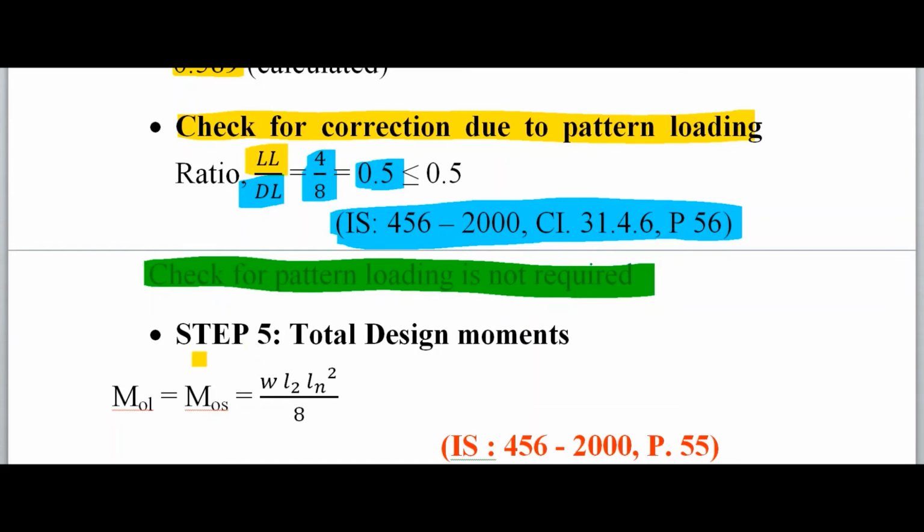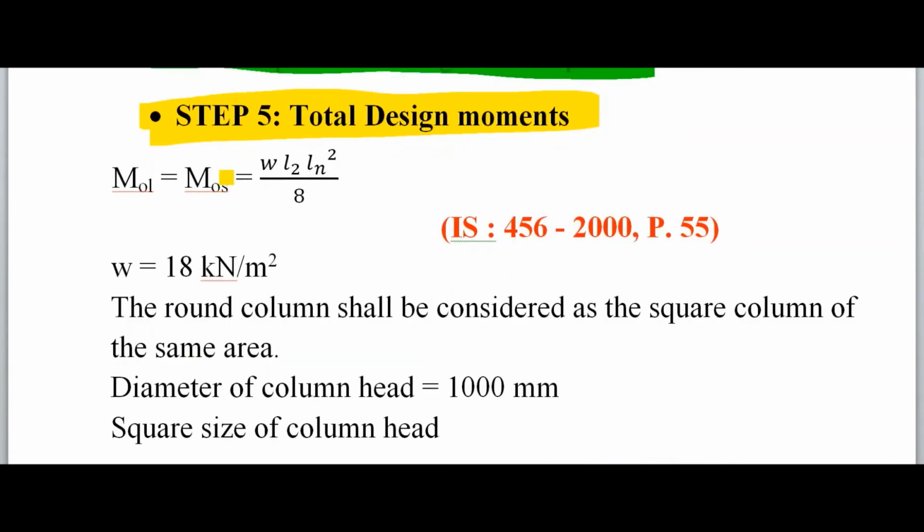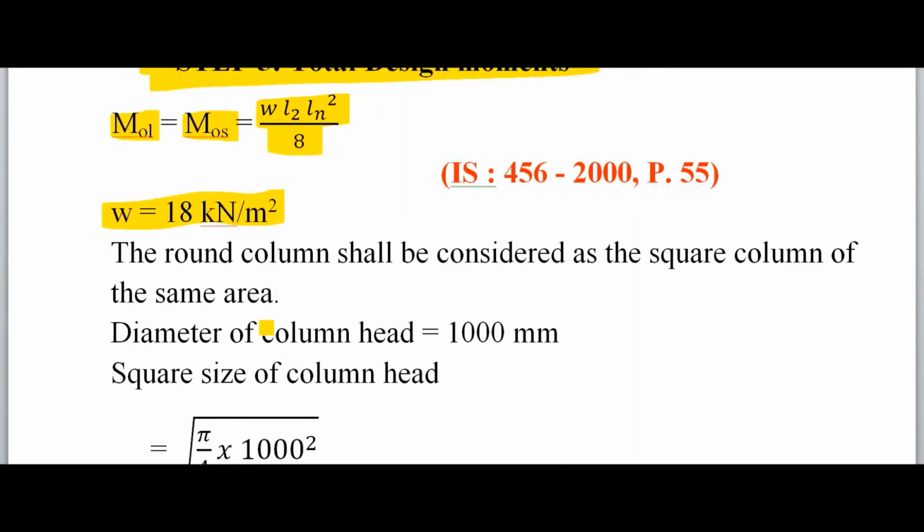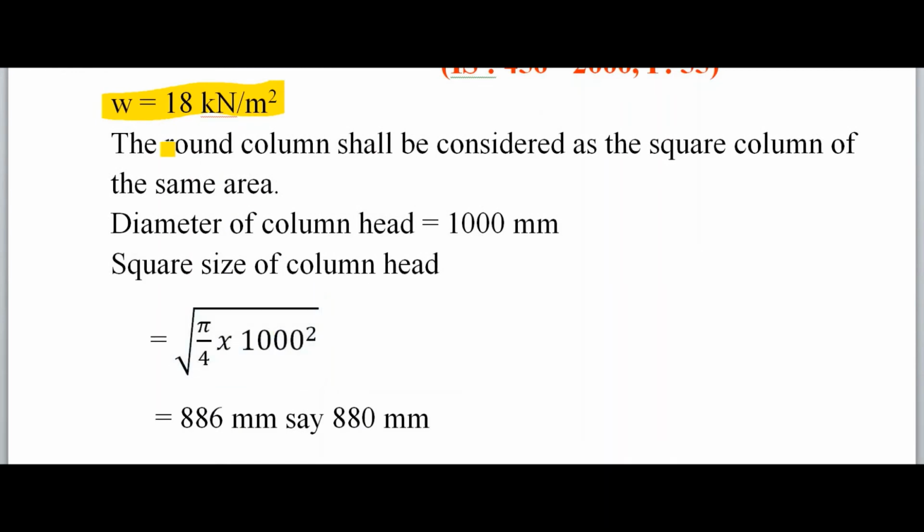Now we have the fifth step, total design moment. So no correction in this example. The design moment equation is Mo_L, Mo_S; because longer span and shorter span are both the same, both moments are the same. W L2 ln square divided by 8. So W is 80 kN, which we calculated earlier. Round column shall be considered as a square column of the same area.